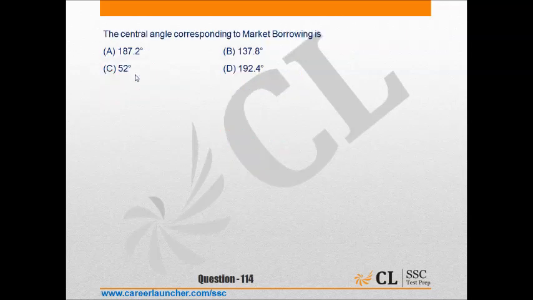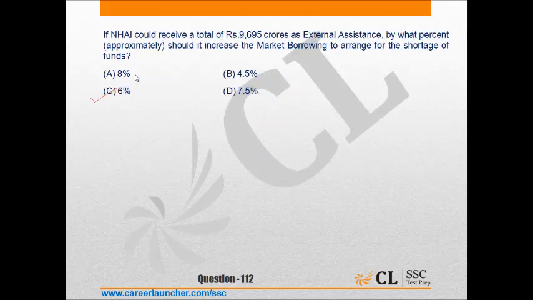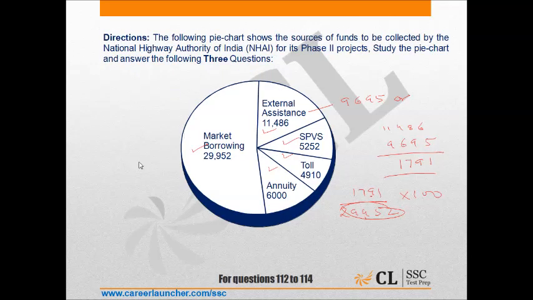The central angle corresponding to market borrowing: we can see the market borrowing is 29952 divided by the sum of these. If you add all these values, 29952, 11486, 5252, 4910 and 6000, you will get the total as 57600. And this value is more than half of it. If you closely look, half of 57600 is this. So you are left with this.